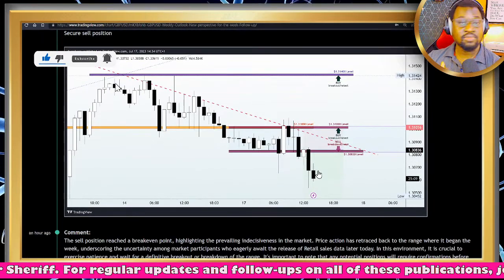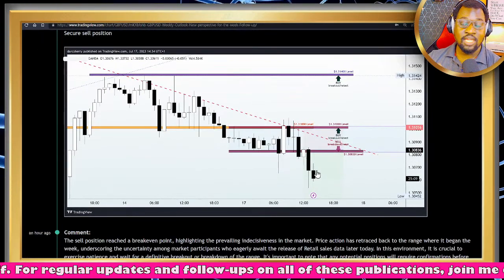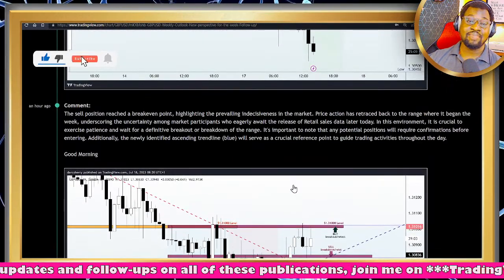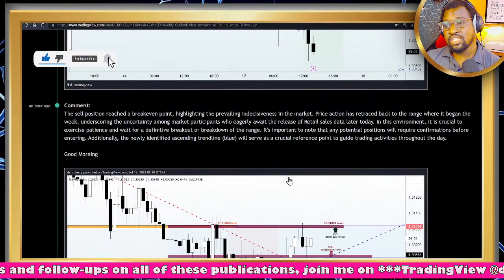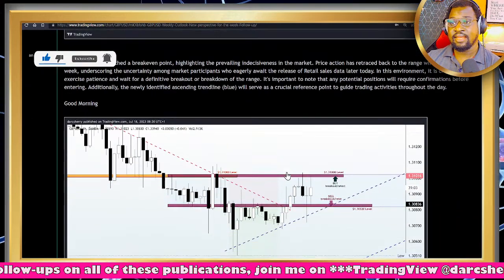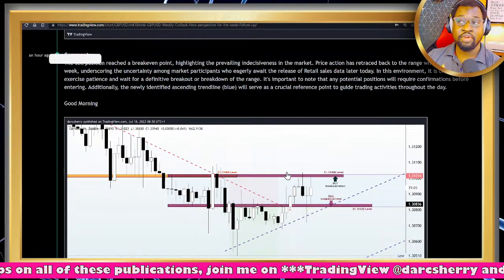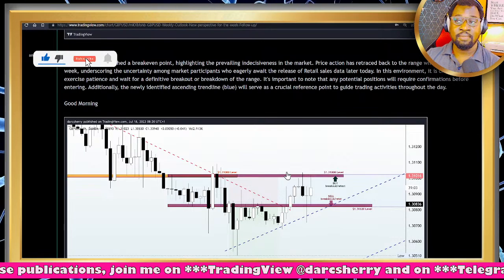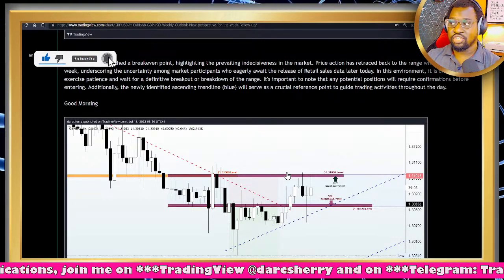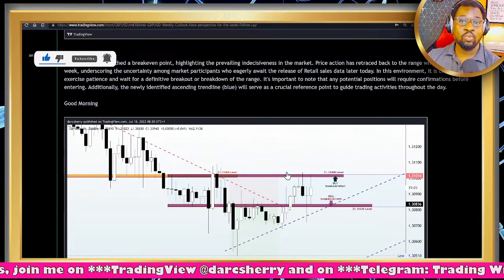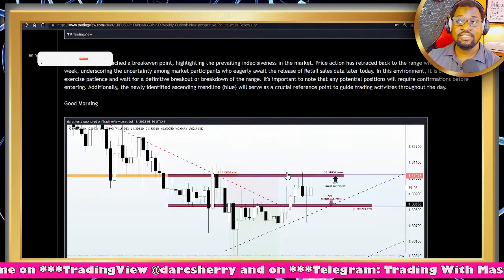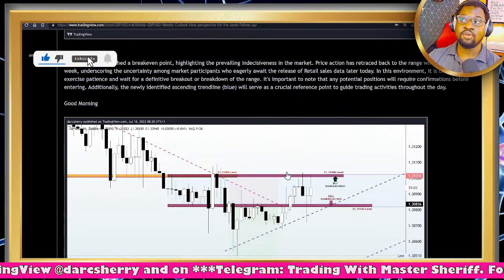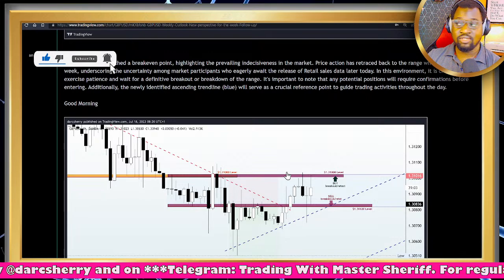Yesterday, we saw some selling position, of course. We moved our stop losses accordingly. We were taken out of that position, and right now price is back into that range. So this is my commentary this morning. I said here that the sell position reached a break-even point, highlighting the prevailing indecisiveness in the market. Price action has retraced back to the range where it began the week, underscoring the uncertainty among market participants who eagerly await the release of retail sales data later today.